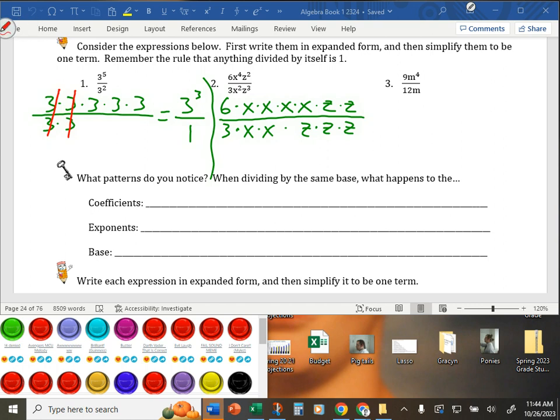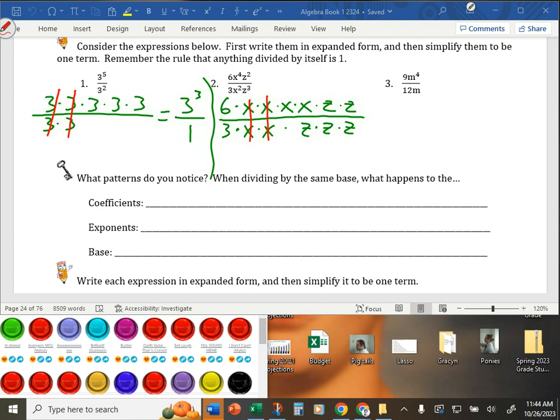Because what can I do with each pair of x's? What is x divided by x? 1. Anything divided by itself equals 1. So x divided by x, I can cancel it out. It's gone. The second pair, x divided by x, cancels out. Gone.